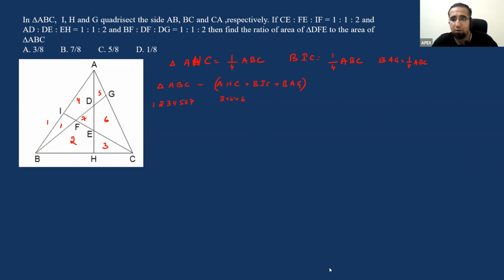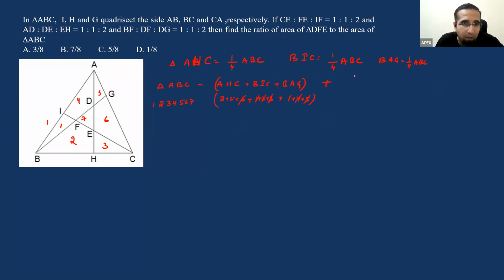Clear? So BIC, what is BIC here? So the value of BIC is 1 plus 2 plus 3. I'm subtracting these, okay? So 3 has been subtracted 2 times. And what is BAG? BAG is 1 plus 4 plus 5. So let's say 1, 2, 3, 4, 5. Clear? And 6. That means I have already subtracted 1 plus 3 plus 5 separately.